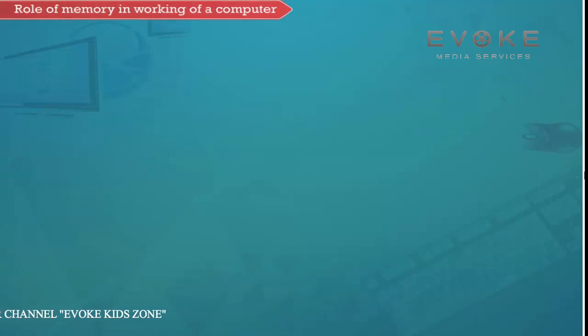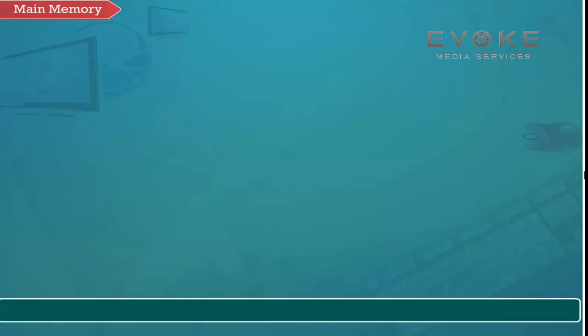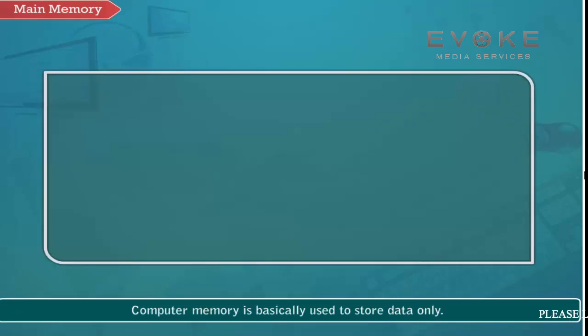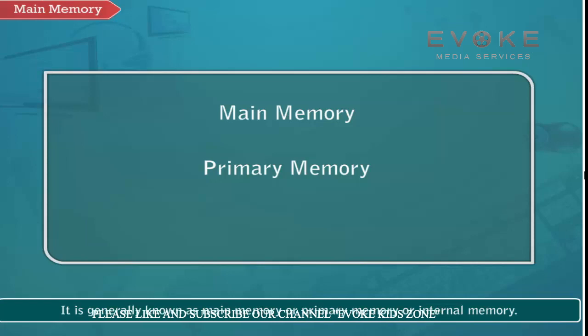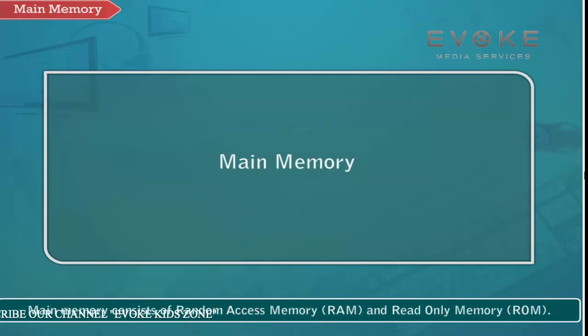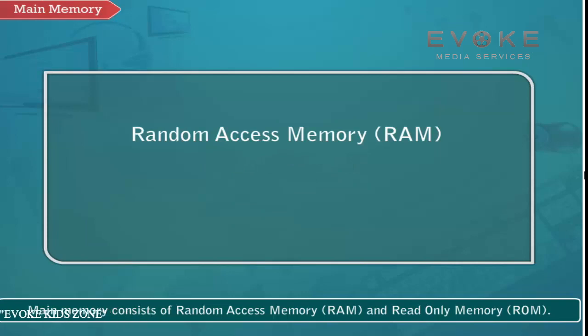Role of memory in working of a computer. Main memory. Computer memory is basically used to store data only. It is generally known as main memory or primary memory or internal memory. Main memory consists of random access memory, RAM, and read-only memory, ROM.